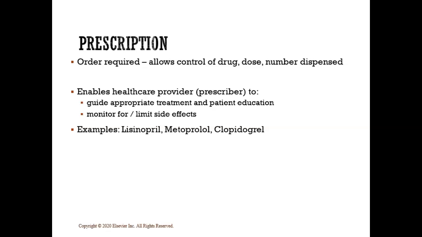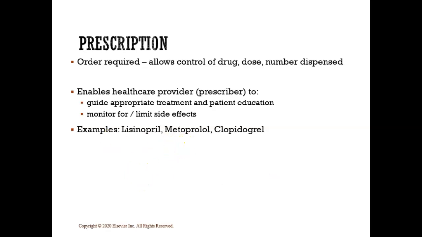An example of prescription medication would be your blood pressure medication like lisinopril, metoprolol, and also your antiplatelet or anticoagulant, which is clopidogrel. Now, you don't have to know the specific details about these medications, but these are examples of medications that a patient cannot obtain unless they're prescribed, right? Unless there's a doctor's order.